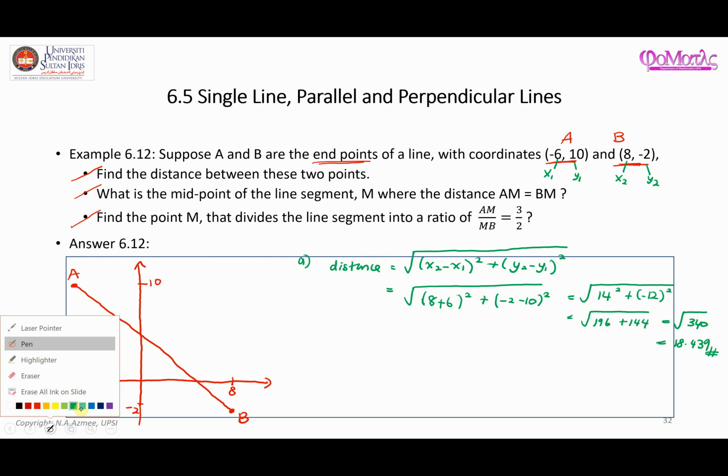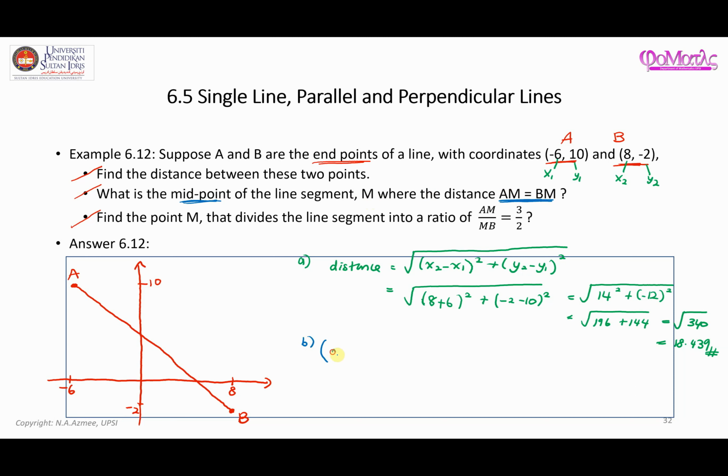Now if we look at the next question, question B, what is the midpoint of the line segment where M here divides the distance equally, so that it becomes 2 equal parts? So for question B, you are looking to find the coordinate of x and y for point M. So this is for point M. You are looking to find what is x and what is y. And again, the formula is not too difficult to remember.